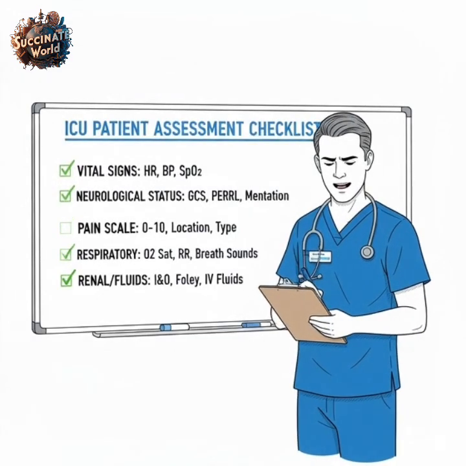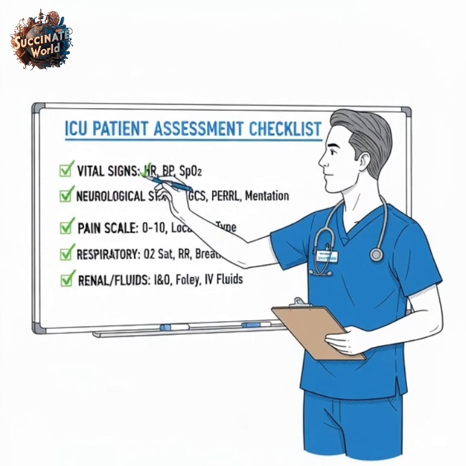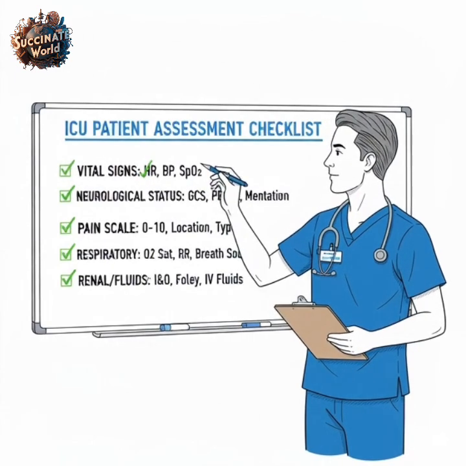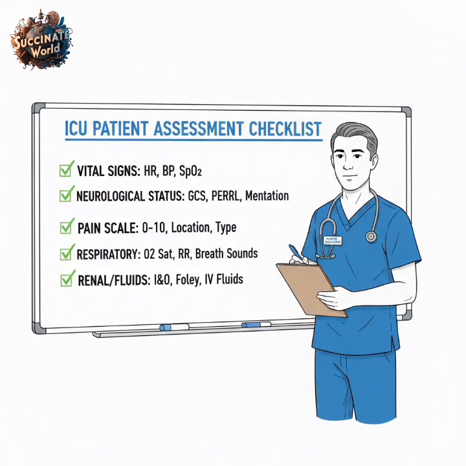Assessment in critical care is continuous and systematic. We assess physiological parameters, heart rate, blood pressure, respiration, but remember, these may not always reflect the true severity. We also assess psychological status, pain, anxiety, sleep, and coping ability. Critical care nursing means watching trends, not just numbers.